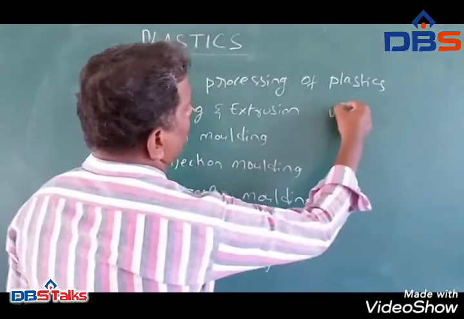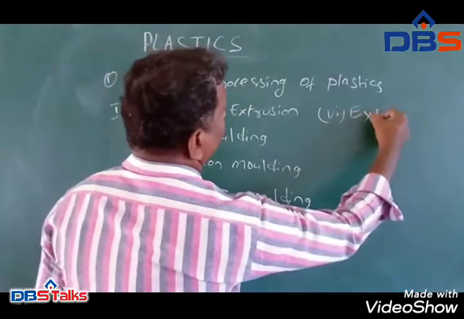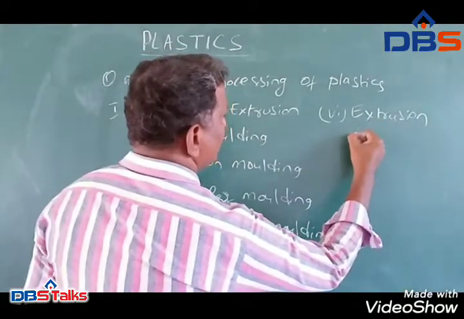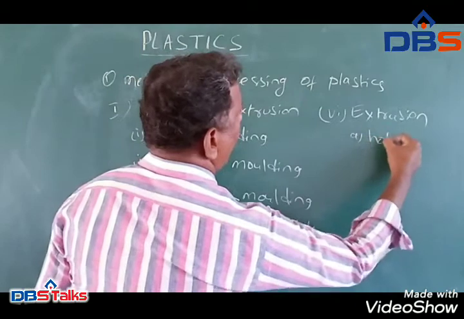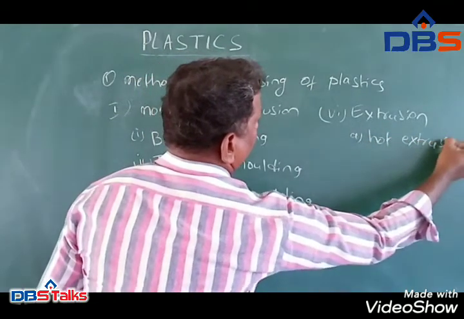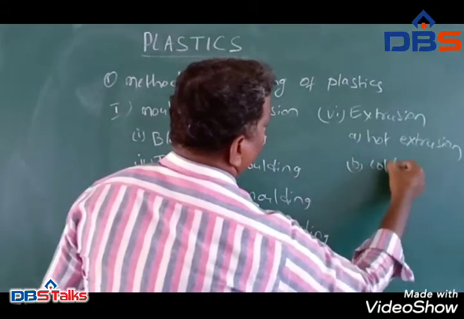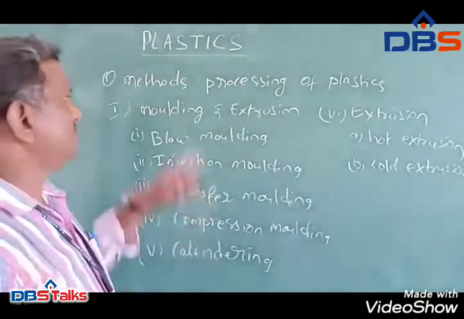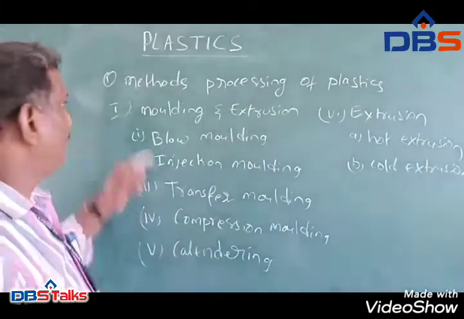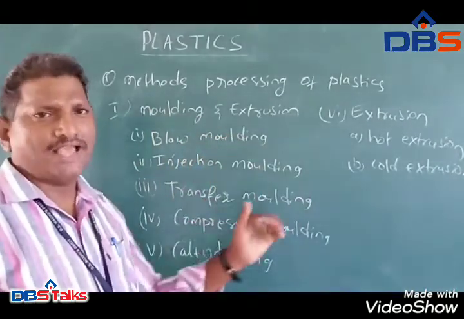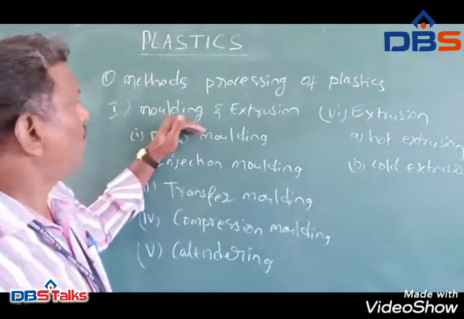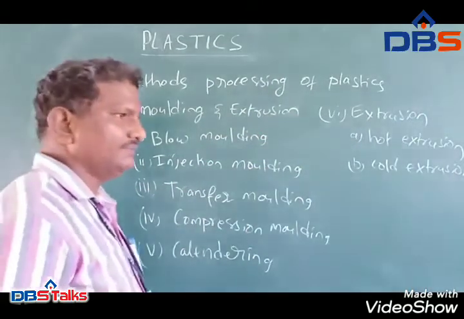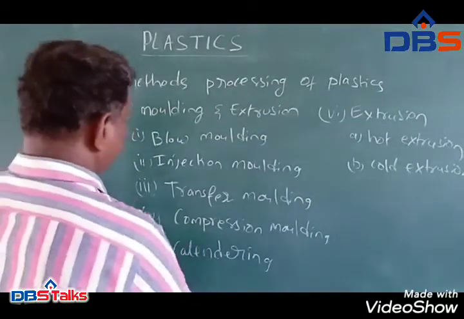Next, by extrusion we can produce plastics. In extrusion, again there is some classification: hot extrusion and cold extrusion. By these methods of molding and extrusion, and other methods, we can produce the plastics.